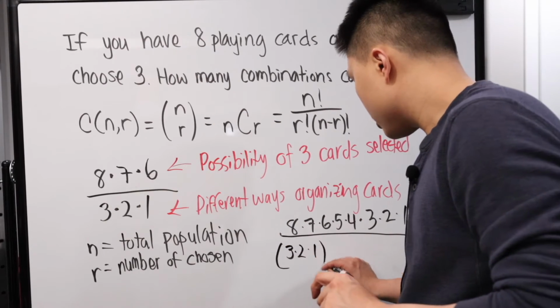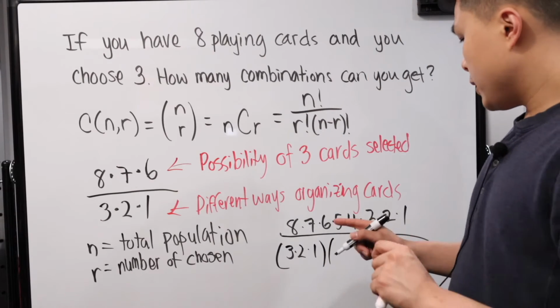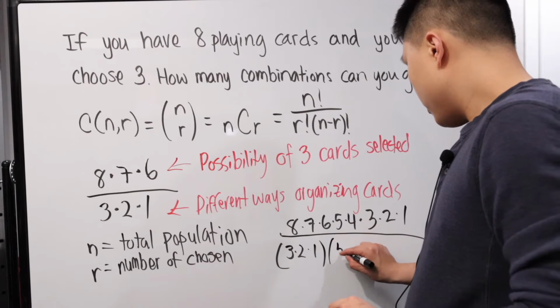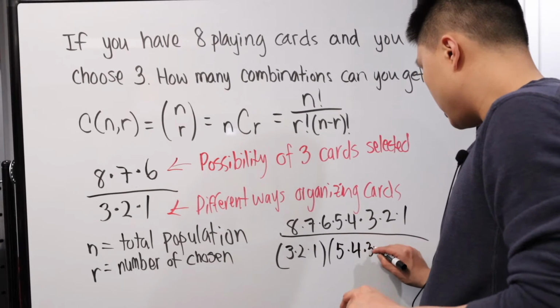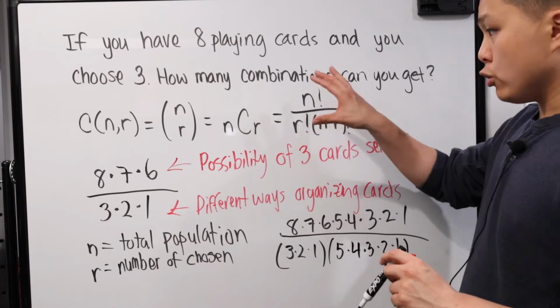And I'm going to put it in parentheses so you can see that. That's for the R. Now the N minus R is basically 8 minus 3, which is, well, 5, right? So it's going to be 5 factorial. 5 times 4 times 3 times 2 times 1. Okay, there it is. Now that's all written out using this formula.